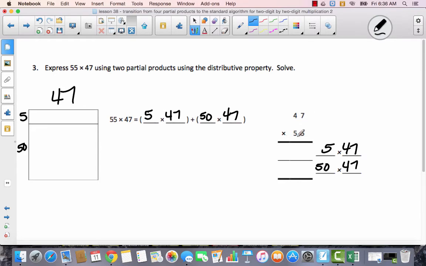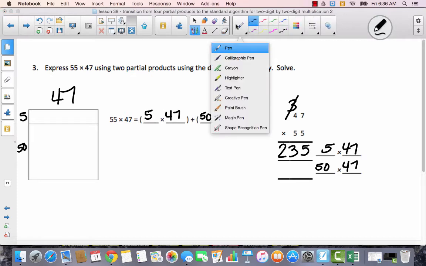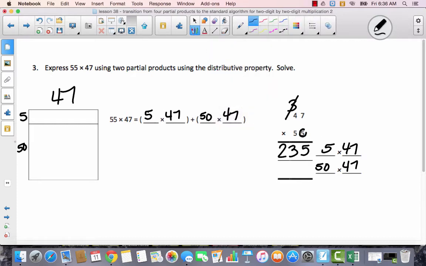So let's do 47 times 5. 7 times 5 is 35. Now remember, we're not looking at this 5 yet. So now I'm doing 4 times 5 is 20, plus 3 is 23. Now I'm going to mark out this 3. I don't need that anymore. And now I'm going to do times 50. So I'm pretending that this is actually a 0, and I'm going to go ahead and put down my 0 here.